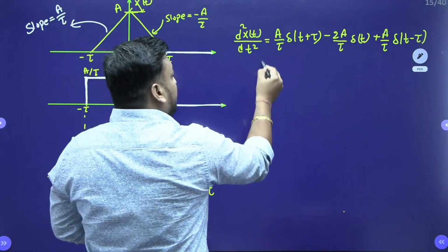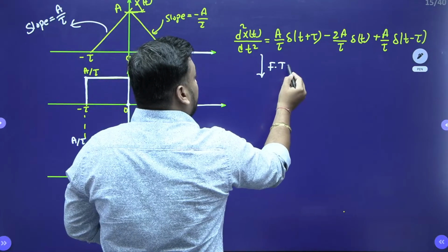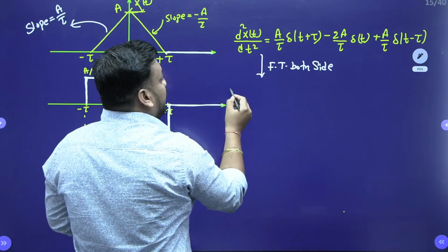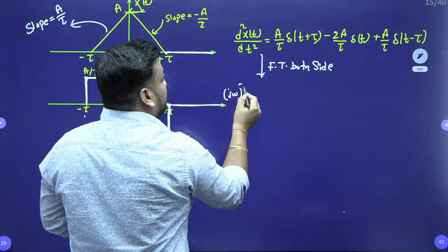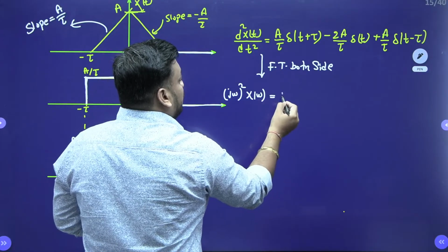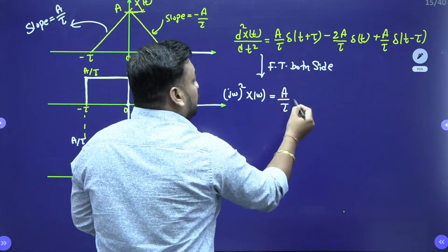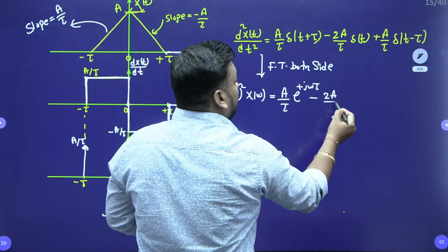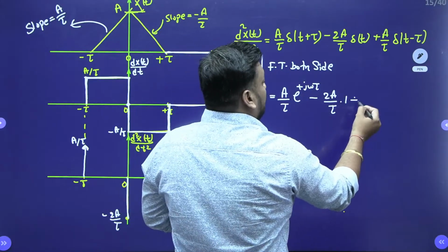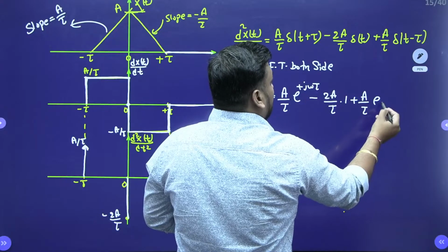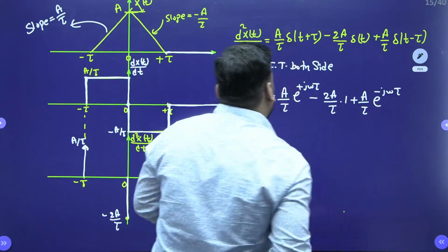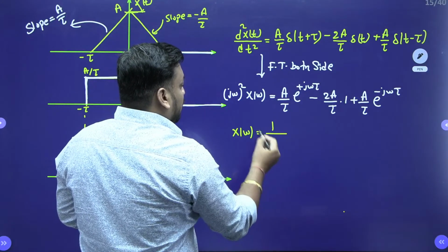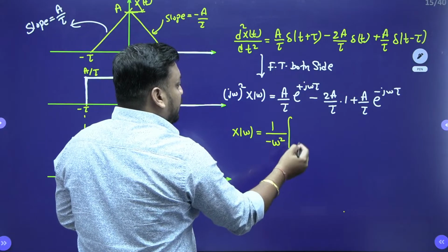When you take the Fourier transform on both sides, guys, do reply what you will get. You will get (j omega) whole squared X(omega) equal to a upon tau into e to the power plus j omega tau, minus twice a upon tau into delta t, whose Fourier transform is 1, and again plus a by tau into e to the power minus j omega tau. So ultimately you will get X(omega) outside the bracket, 1 upon (j omega) squared, which means minus omega squared, bracket close.